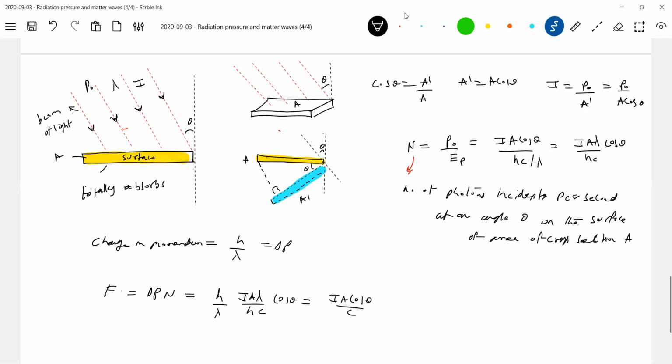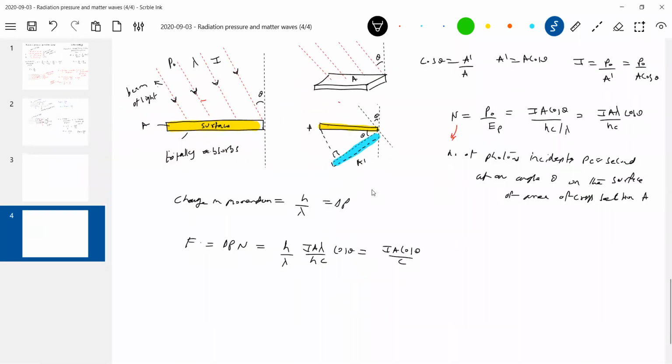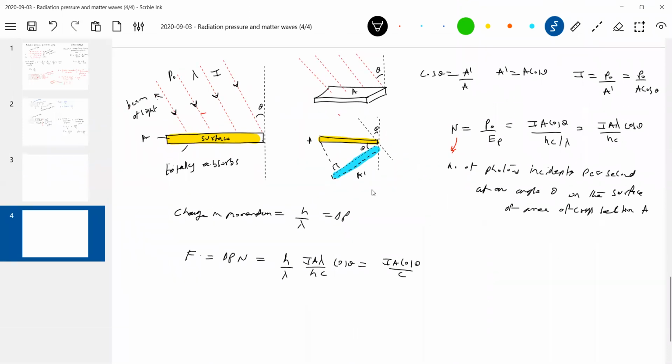I think we have to be a little bit alert. How will this force act? In the direction of I, in the direction of the incident beam. This is something very important. So I'll show it here. This is the surface, the incident beam. In the direction of the incident beam, this force F is acting.